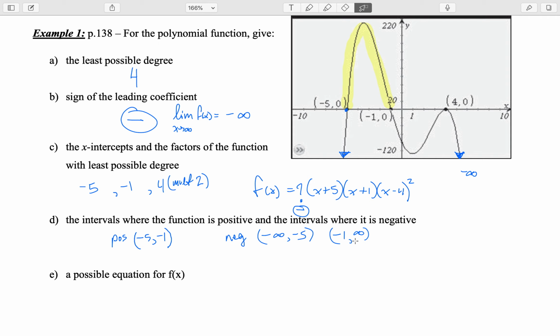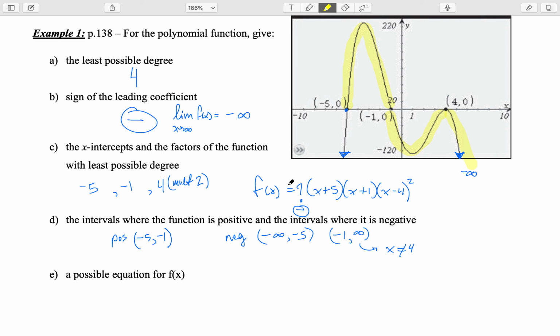If I did want to do this interval, I would have to stipulate, by the way, x is not equal to +4. Otherwise, I do need to do it as two intervals. It's not that hard: -1 to 4, and then from 4 on to infinity. That's the negative. But at the x value of 4, it's not actually negative. It is 0.